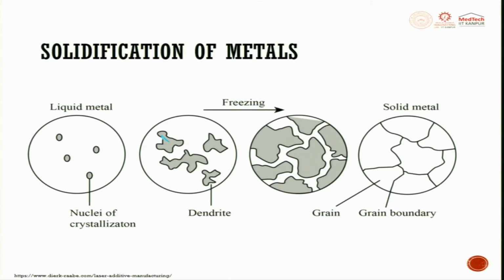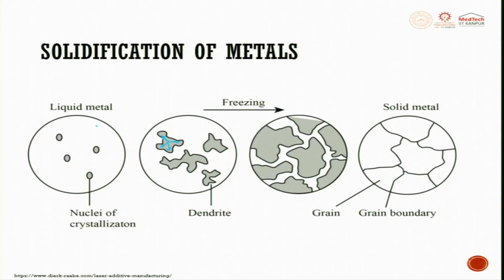Now it grows in multiple directions. First it keeps expanding, and then it grows to this level. In between you will have some amount of liquid present there. This liquid over a period of time gets solidified, and finally it forms a grain boundary.